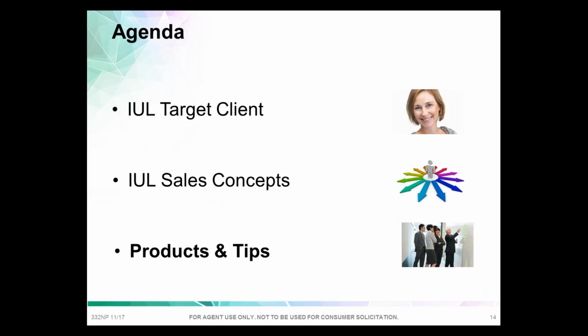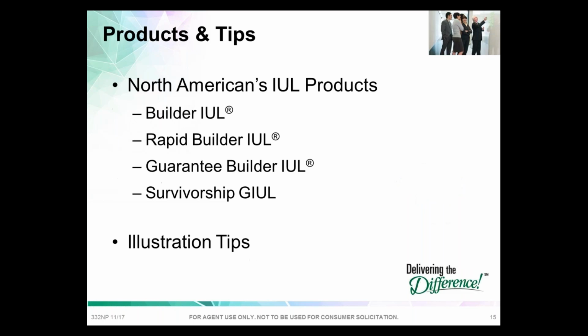And now we'll hit on the products and just a few little tips. We have a number of different indexed universal life products. I'm actually not going to go through all of them. I'm not going to go through our specialty single premium product. I'm going to go through kind of our main three and give you an idea of where they fit. Actually, we do have survivorship on here. So we're going to go through the Builder IUL, the Rapid Builder, the Guarantee Builder, and the survivorship. And then I'll give you just a little bit more on tips.